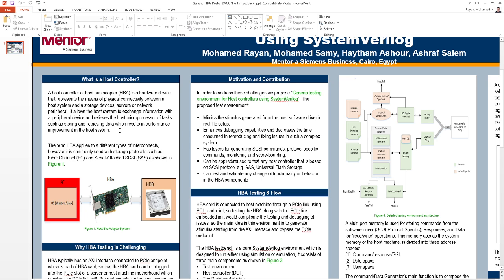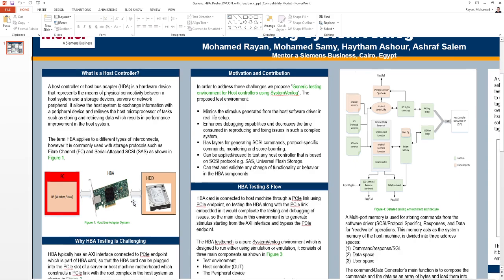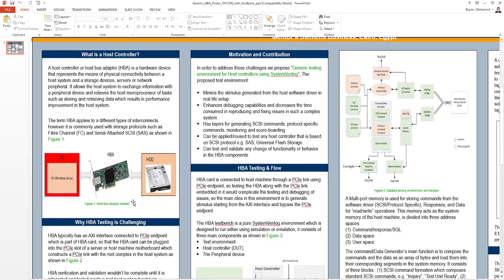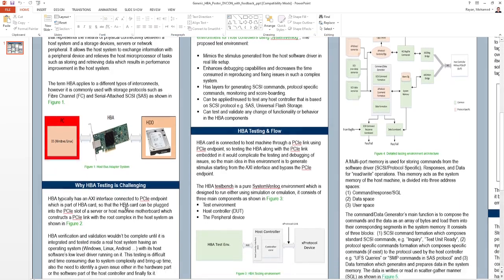Typically, this system is composed of three main components: a PC having an operating system running on it, connected to the host bus adapter card and a hard disk drive. Okay, why is the host bus adapter challenging?